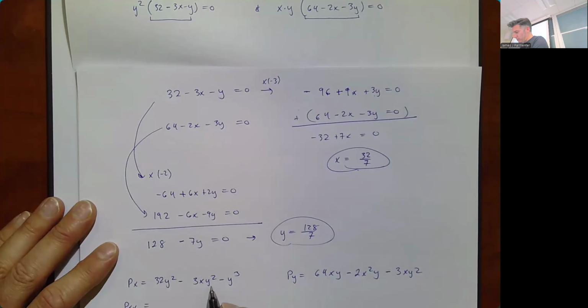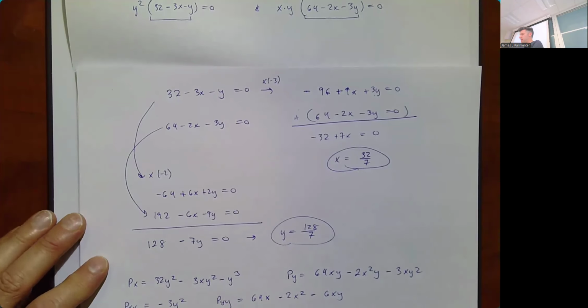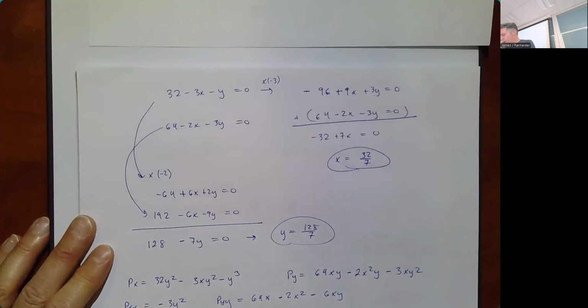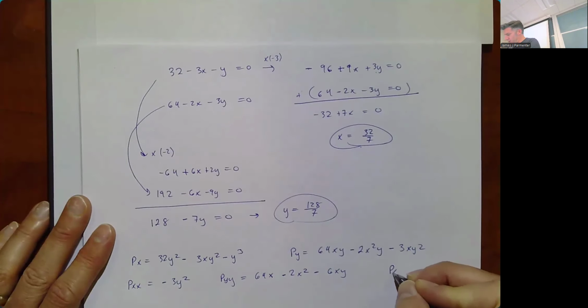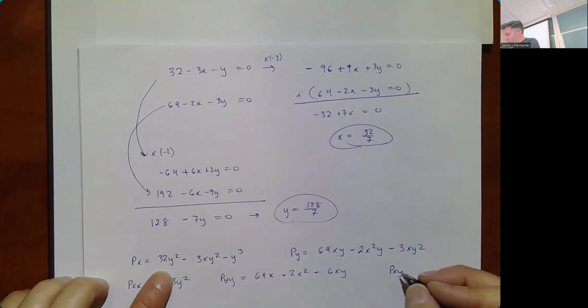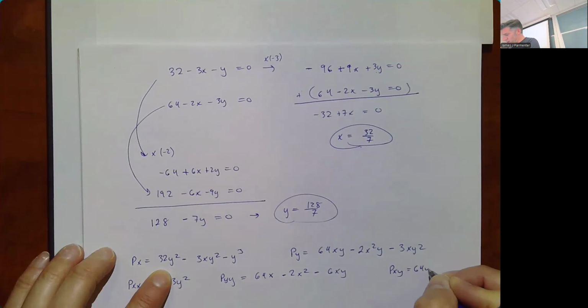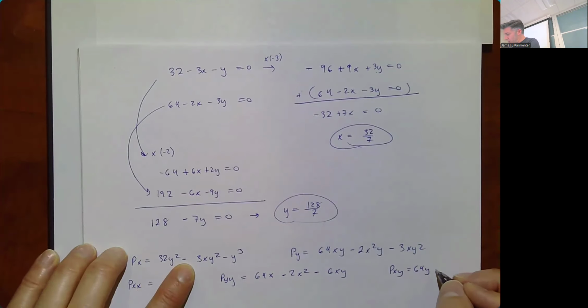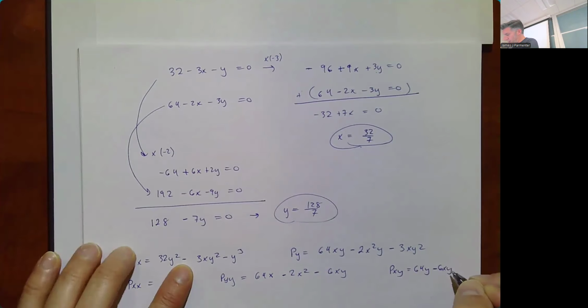PXX is going to be just a negative 3y squared. PYY is going to be 64x minus 2x squared minus 6xy. Kind of gnarly. And then PXY is going to be 64y minus 6xy minus 3y squared.